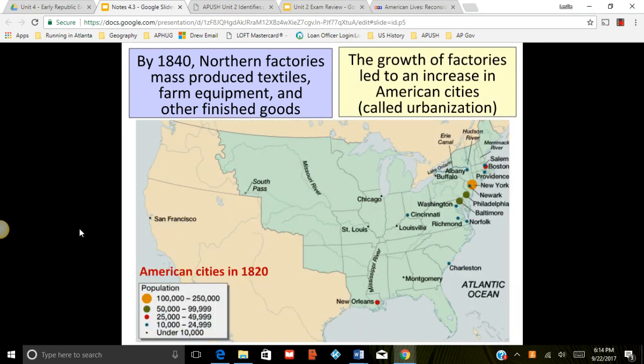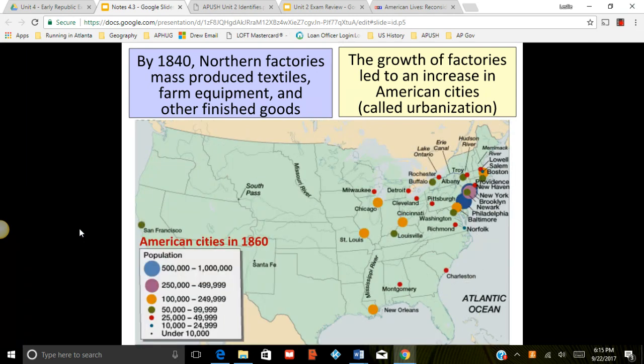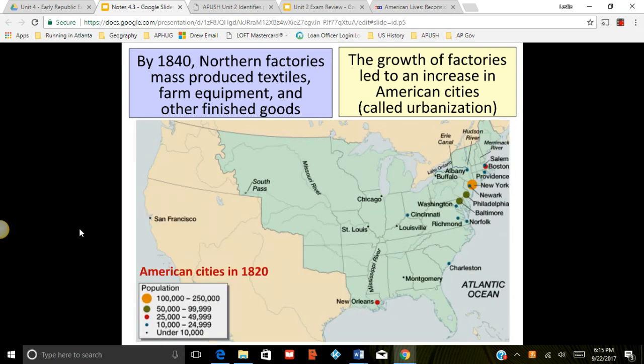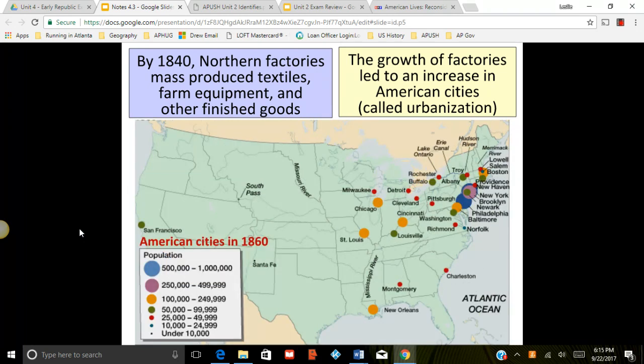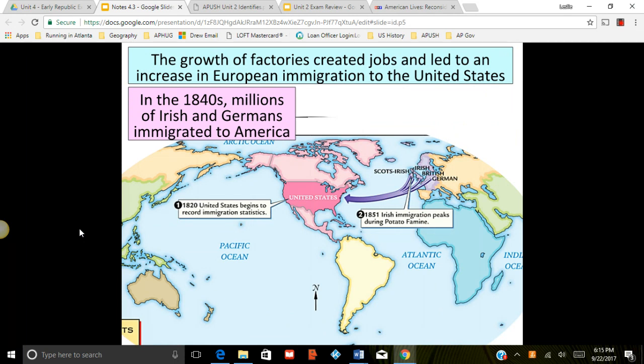The growth of factories led to an increase in American cities, and this is a process called urbanization. So prior to 1840, the majority of Americans would be found on farms in rural regions, but after this, we see people starting to move to cities to take advantage of the work in factories. So if you look at this map, you can see city population in 1820, and then you notice the large difference in 1860.